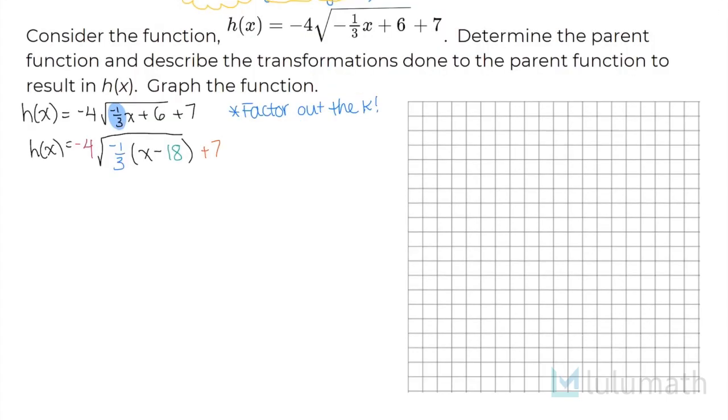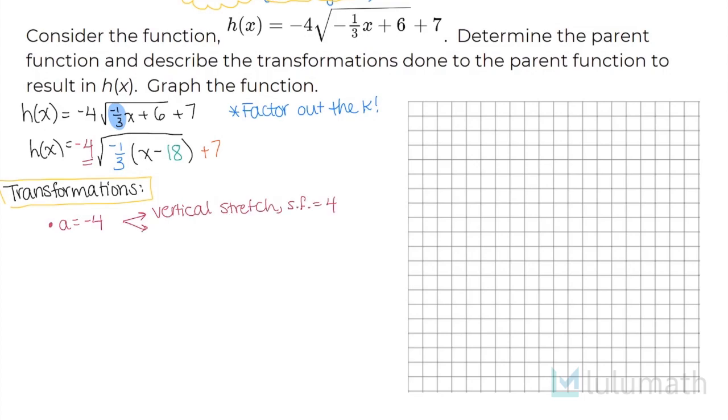So this tells us what our transformations are going to be. Our a value is -4, and that tells us two things. It tells us that we have a vertical stretch with a scale factor of 4. And it also tells us that we have a reflection in the x-axis. And we know that because the a value is negative.